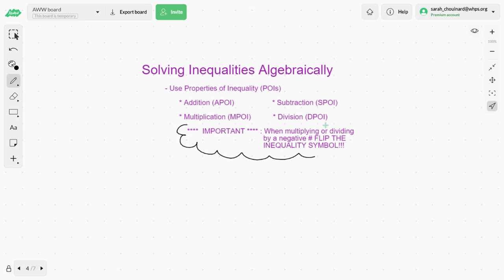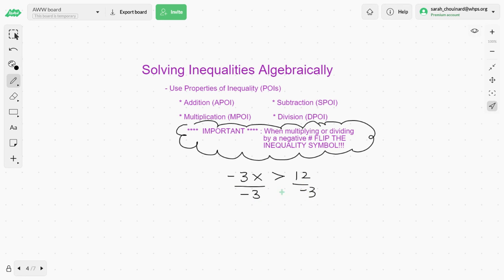The difference is that if we multiply or divide by a negative number, we have to flip the inequality symbol. For instance, if I had negative 3x is greater than 12, to get x alone, I'd have to divide by negative 3. Dividing by a negative means that to keep it an equivalent inequality, I have to flip the inequality symbol around. So I go from greater than to less than.